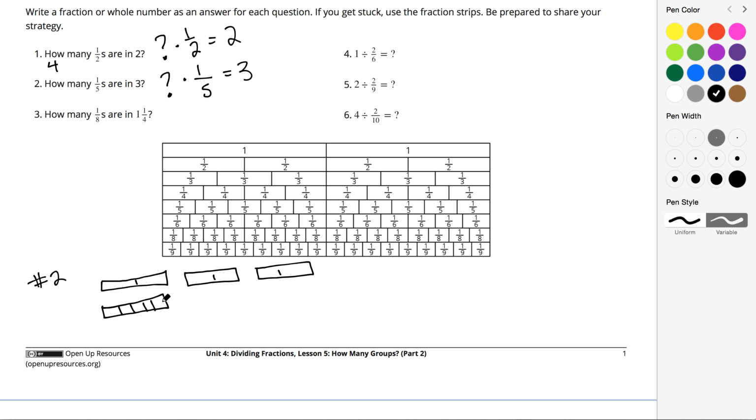1, 2, 3, 4, 5. 1, 2, 3, 1, 2, 3, 4, 5. 1, 2, 3, 4, 5. Okay, so if I have 3 wholes, 1, 2, 3. Each little piece of these down here is the size of a 5th. So how many 1/5s are there? 1, 2, 3, 4, 5, 6, 7, 8, 9, 10, 11, 12, 13, 14, 15. So my answer is 15.